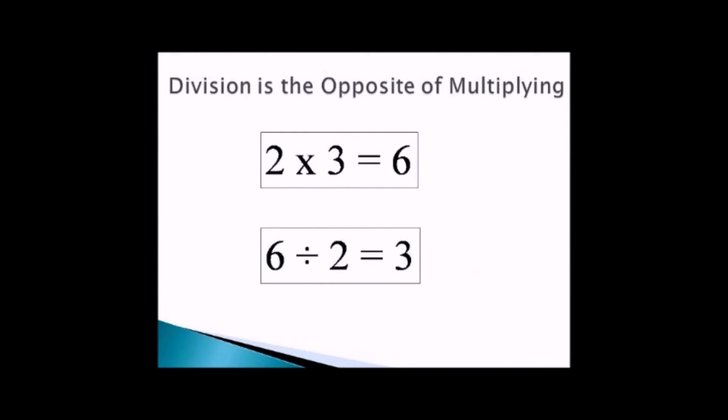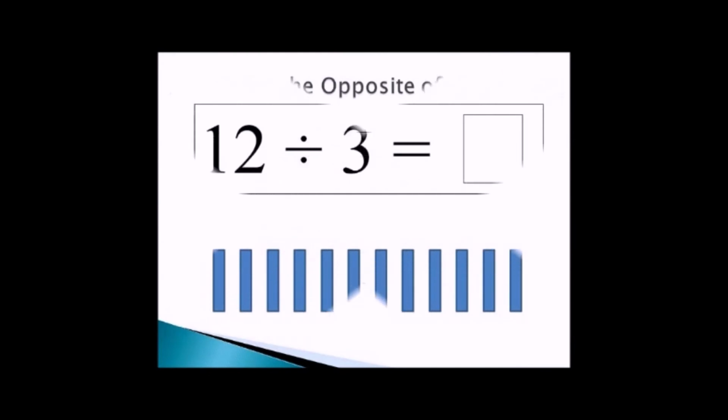Now the same thing, division is the opposite of multiplying. If you know your tables, 2 times 3 is equal to 6, then 6 divided by 2 is equal to 3, or 6 divided by 3 is equal to 2.